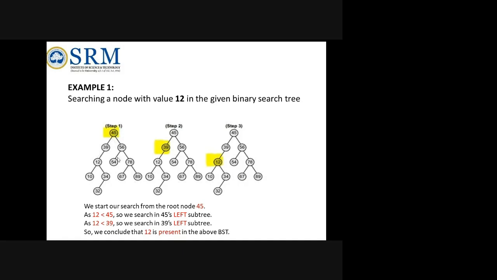After that, you are going to form a recursion. Recursively, it will compare and loop only here. It won't go to the right side at all. So 12 is lesser than 39. It will compare 39 with 12. Again it is lesser. Next step, 12 is reached. So we conclude that 12 has been found.